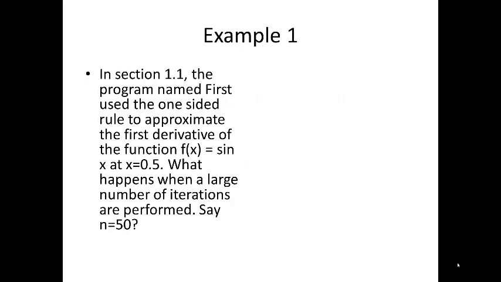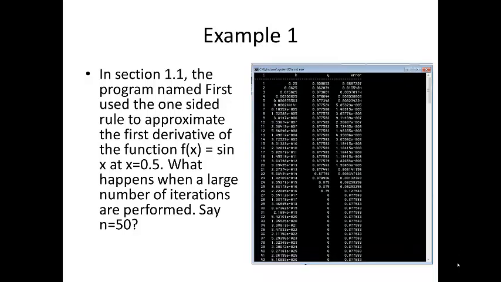In section 1.1, the program named first that we created used the one-sided rule to approximate the first derivative of the function f of x equals sine of x at x equals 0.5. What happens when we do a large number of iterations? I think we had done 10 originally. What happens when we do 50? You can see that the error grows to almost all of it, a complete loss of precision after 50 points, actually after about 27 points. We lose all the significant digits.